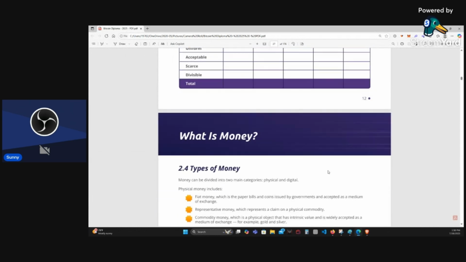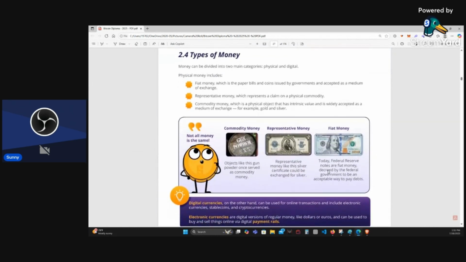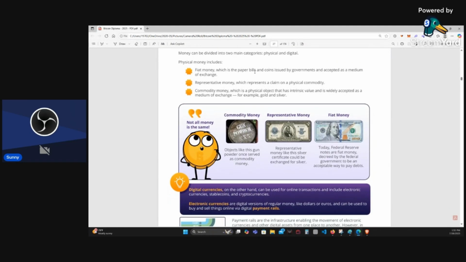Here we go. Types of money. Money can be divided into two main categories: physical and digital. Physical money includes fiat money, which is the paper bills and coins issued by governments and accepted as a medium of exchange. Representative money, which represents a claim on a physical commodity. And we also have commodity money, which is a physical object that has intrinsic value and is widely accepted as a medium of exchange. For example, gold coin or silver coin.